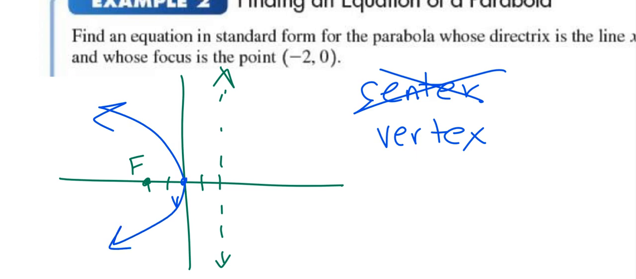Now, folks, I'm just drawing a very crude sketch because that's not the point of this question. I do need to know that it opens left. I do need to know where the vertex is. I do need to be able to calculate. Does anybody know what P is? 2. Yeah, you can see right here it's 2. You could also count over here and see that it's 2.